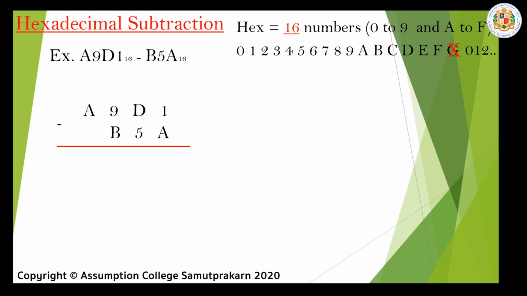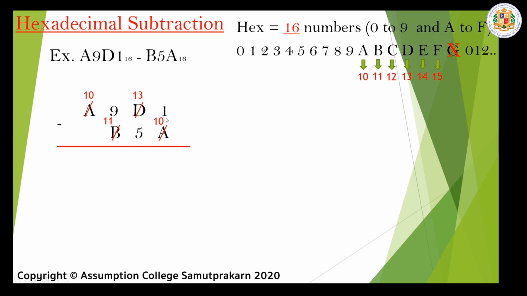First thing that we have to do is convert all the letters into numbers. If you can remember, A is equal to 10, B is 11, C is 12, D is 13, E is 14, F is 15. So A is equivalent to 10, so let's cancel it out and put 10 here. D is equivalent to 13, so cancel, put 13 over here. B, cancel, put 11. A, cancel, put 10. All right, so let's start subtracting.